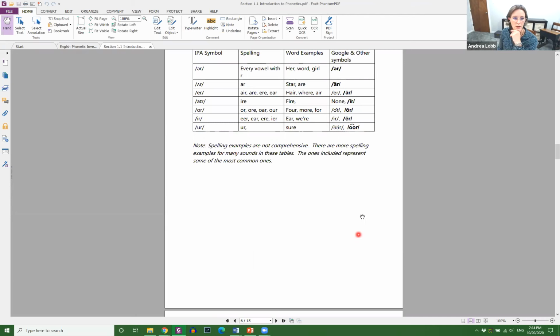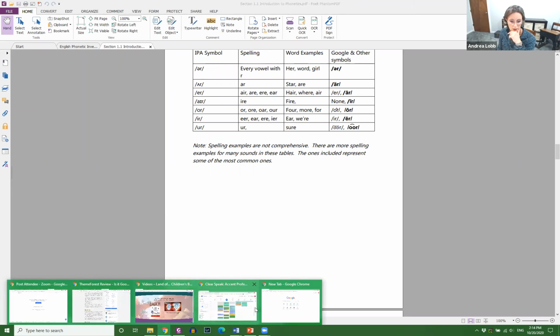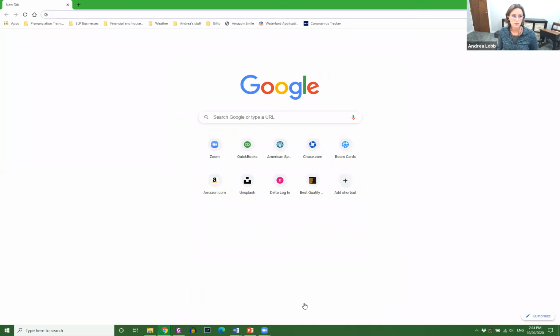Anyway, so let's look at functionally, how would this play out, right? Let's look up some words. Okay. Oops, sorry, I want to get my new tab up. Okay, so let's look up Google Dictionary.